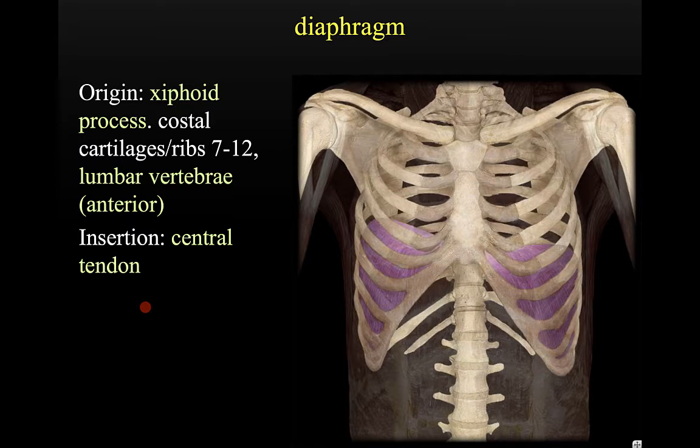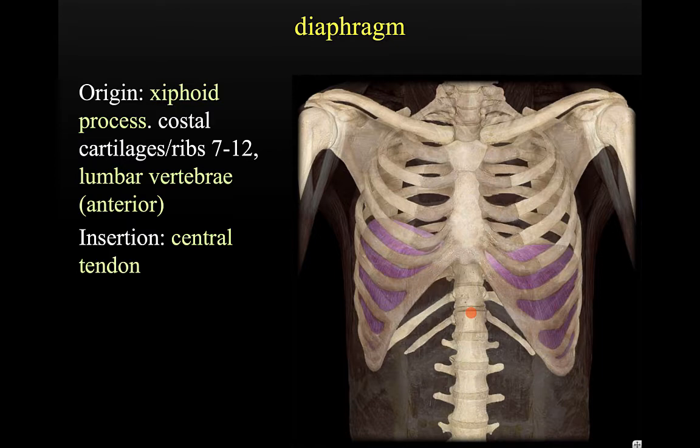This one has a very complicated origin. It's on the xiphoid process. It's on some of our costal cartilages and ribs as it circles around, and you kind of get the idea that we can follow this shape right in here. And it even has some straps that go down to the lumbar vertebrae. We can't really see them, but they'd be attached down in this area here. And its insertion is what's referred to as the central tendon.